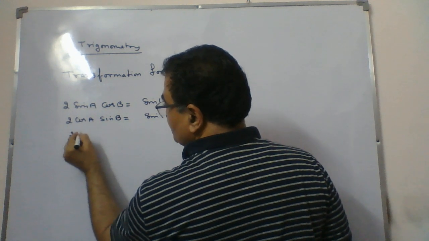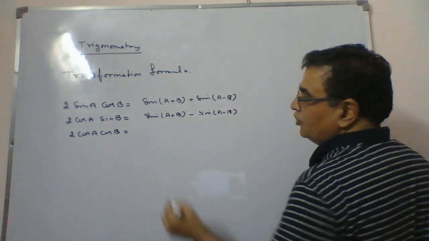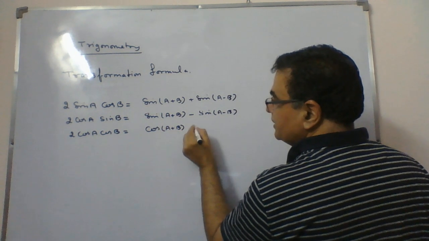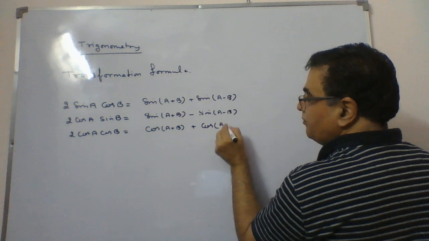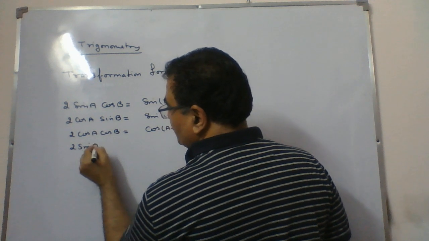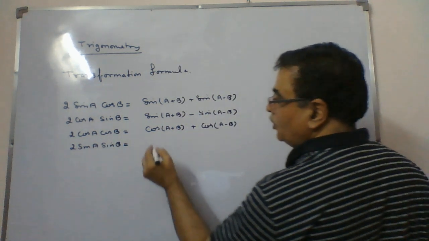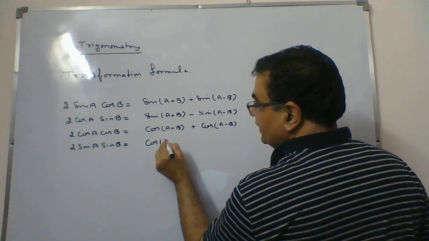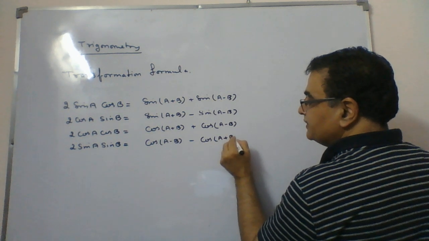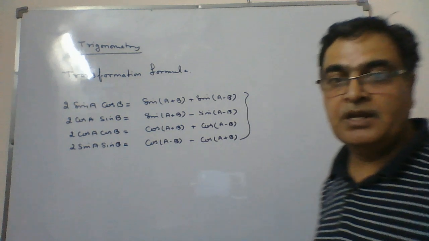Then third formula which we have done is 2 cos A cos B. Formula says it is cos A plus B plus cos A minus B. And last formula which we have done was 2 sine A sine B, and that formula was cos A minus B minus cos A plus B. These are the four results we have already done.